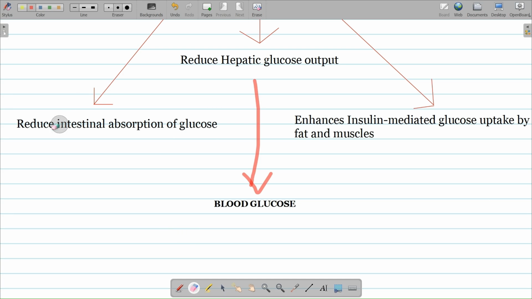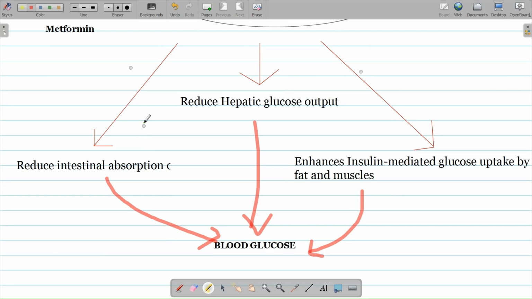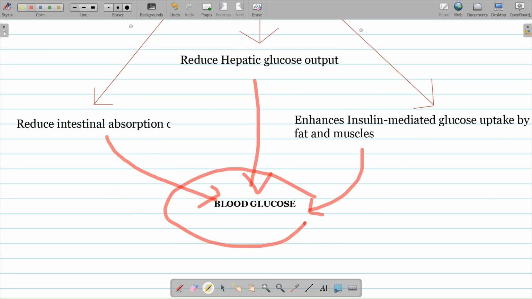It also acts on the intestine, and what it does in the intestine is it reduces the absorption of glucose. So when the absorption of glucose is reduced, less blood glucose is available. And it also enhances the insulin mediated glucose uptake by fat and muscles. So when fat and muscle cells take more glucose from the blood, eventually again the blood glucose level will reduce. So all these processes by metformin cause a reduction in the blood glucose level.